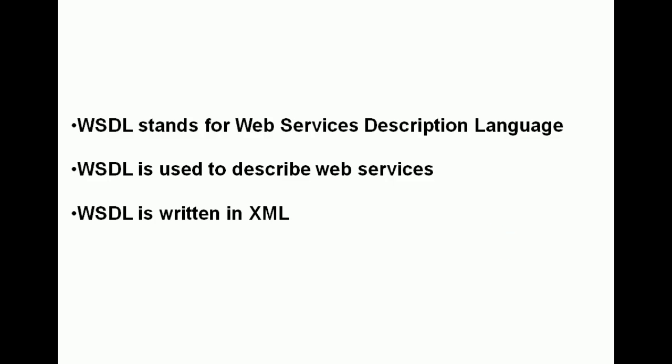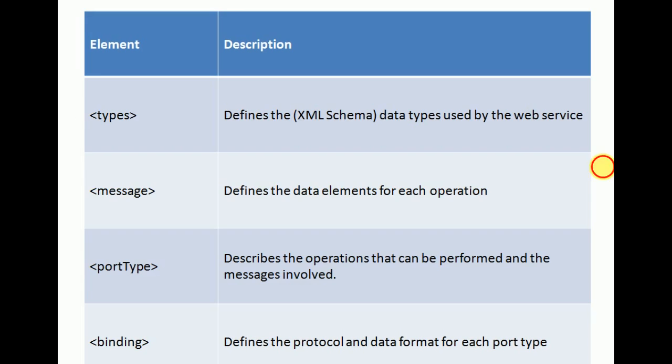WSDL is used to describe the web services in an XML format. You can see here 4 types of elements which comprise the WSDL. I will show you in the later tutorials: types, messages, port type, binding. These are the elements which you can see in the WSDL, and these tags form the WSDL. So types defines the XML schema data types used by the web services.